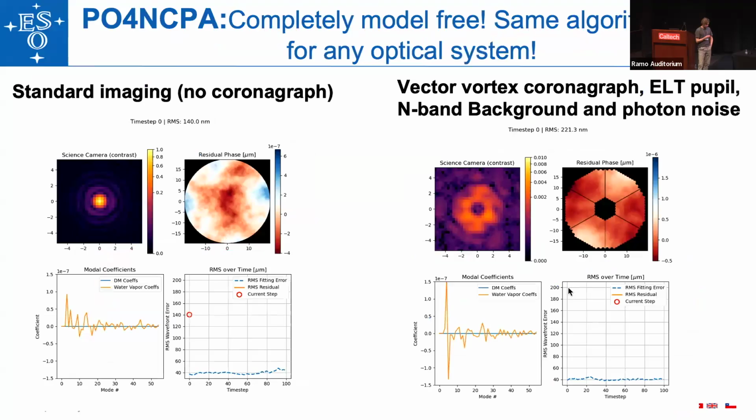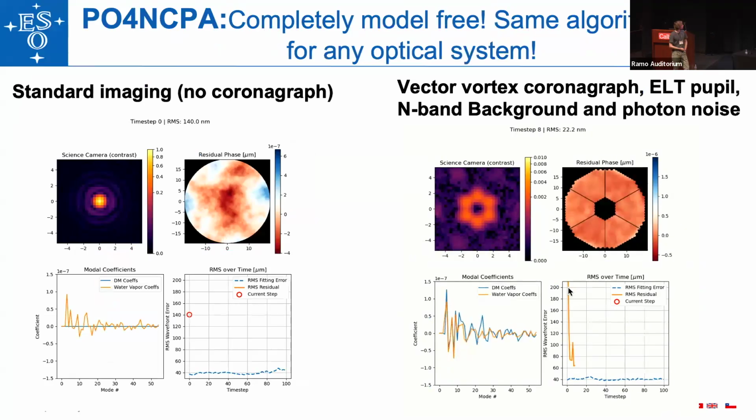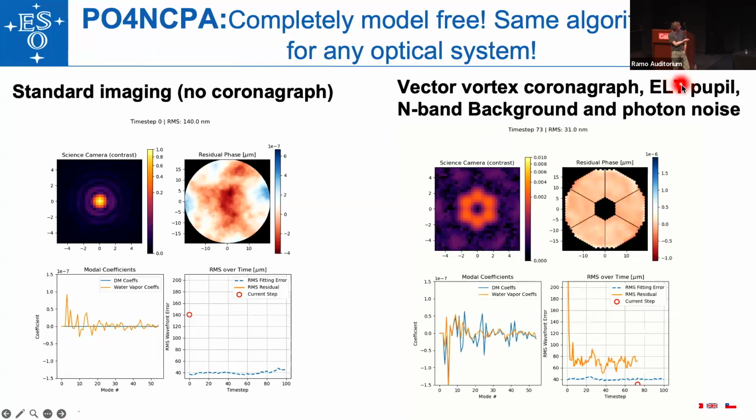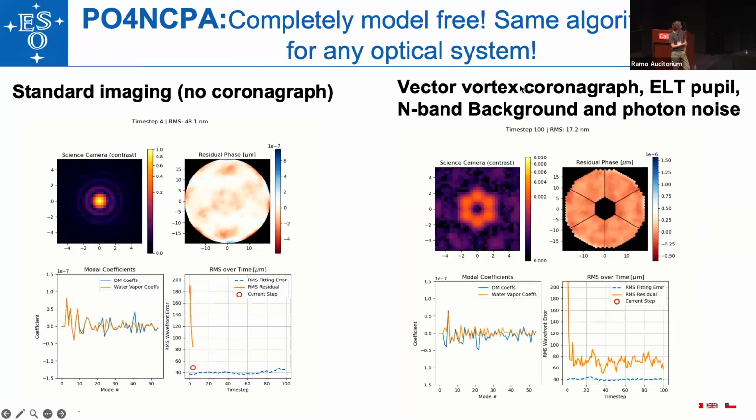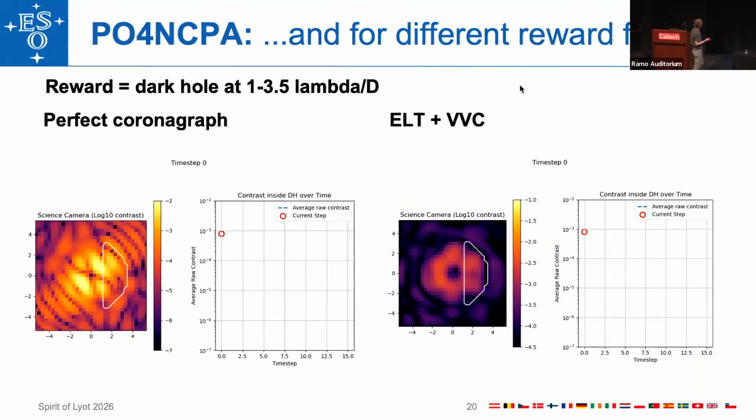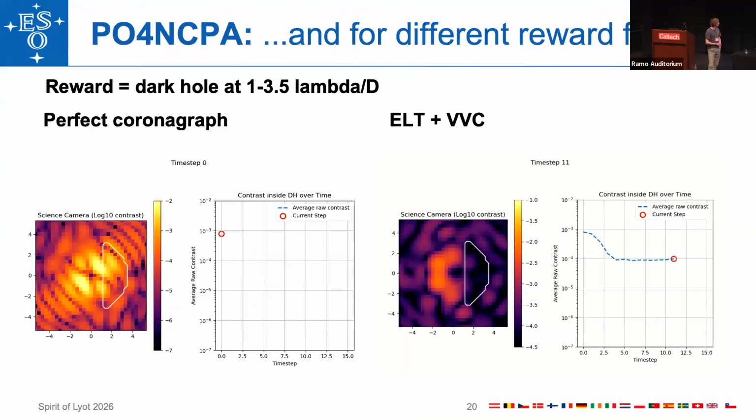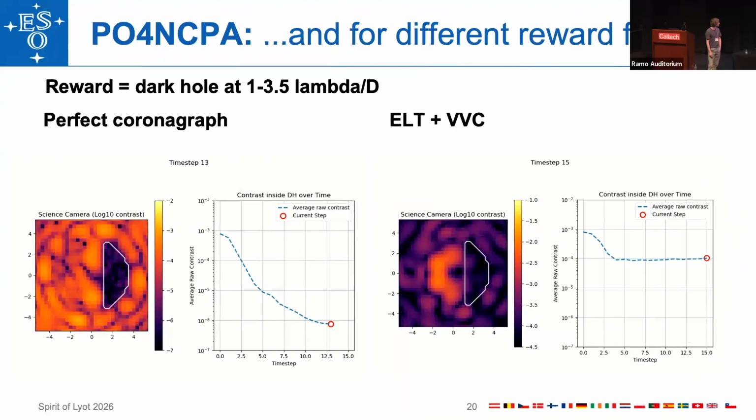Yeah, so we are model free. We can apply it to standard imaging or for the ELT pupil. So that would be the list here. We have the ELT pupil, vector vortex coronagraph, background noise, everything, or standard imaging for PSF sharpening. And same for the reward function. We can dig dark holes. That would be with the vector vortex coronagraph, or with a perfect coronagraph.